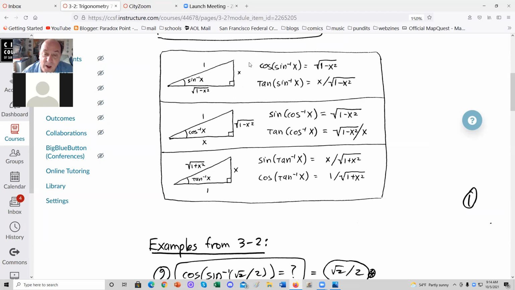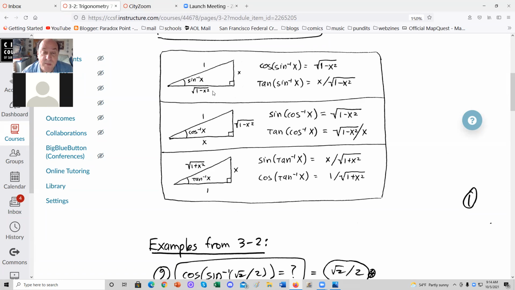How does it work? Well, right angle triangles give you sufficient clues to work it out. Here is a right triangle with opposite side x and hypotenuse 1. Therefore, this angle here at the base, opposite the x, is arcsine of x. Now, with 1 along the long side and x along the short side, by Pythagoras you can quickly determine that the other short side is the square root of 1 minus x squared.